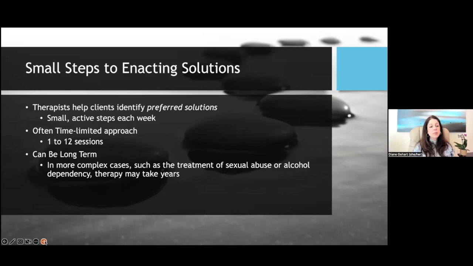Certainly, when you're working with clients with more complex problems, like sexual abuse or substance abuse, it can take years. And so you're not kicking the clients out the door, but there is this sense of let's make change happen as soon as possible. Another reason it's very popular in school-based work and crisis-based work is that it is definitely a good fit. If you've got time-limited therapy, it certainly is one of the most efficient and quick ways to achieve change.